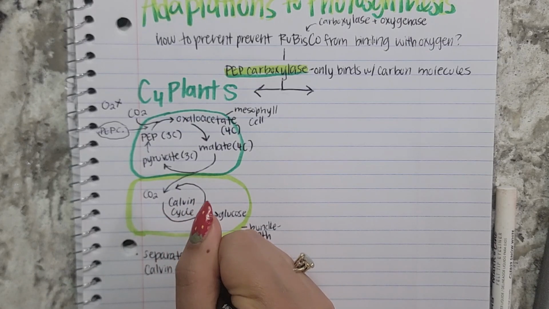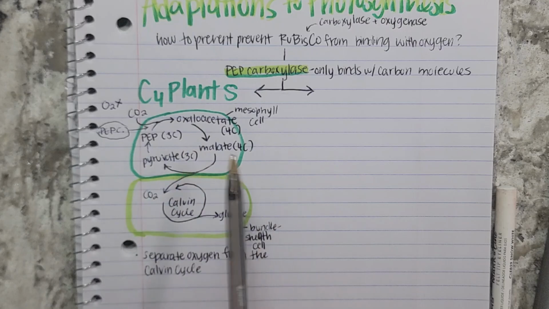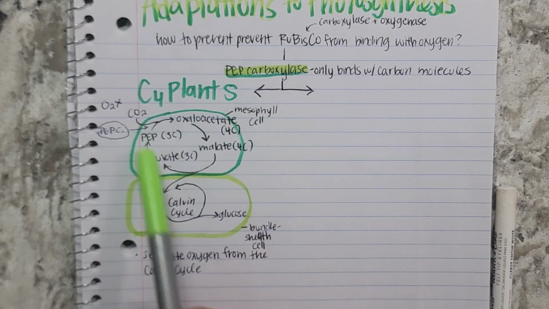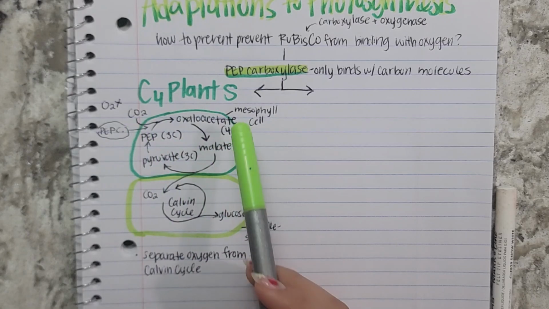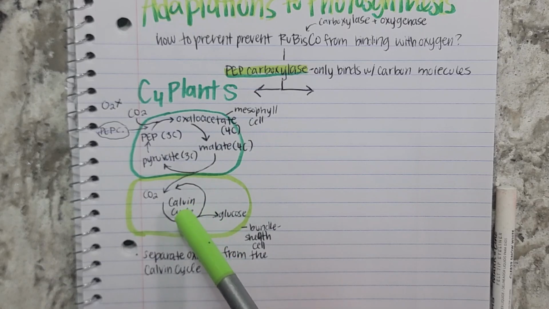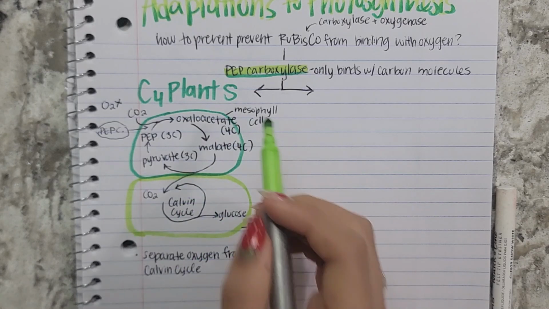to prevent photorespiration. And also what's kind of cool is the light-dependent reactions occur a lot in the mesophyll cells, and that produces oxygen. So this way, we're also separating the oxygen we get from the light-dependent reactions from the Calvin cycle with RuBisCO.